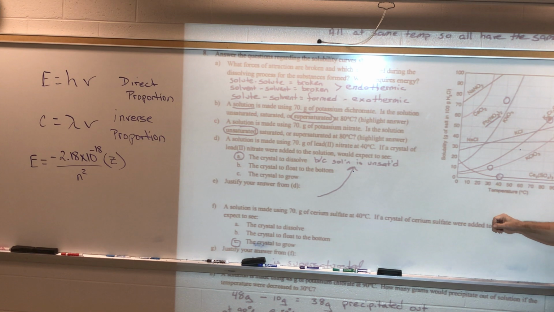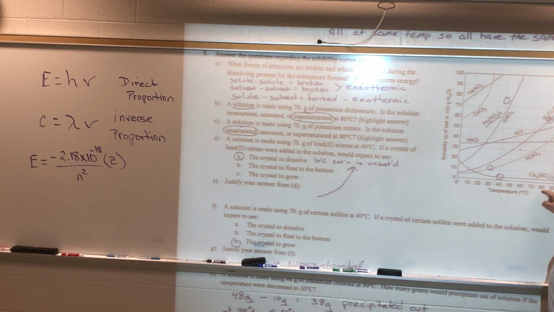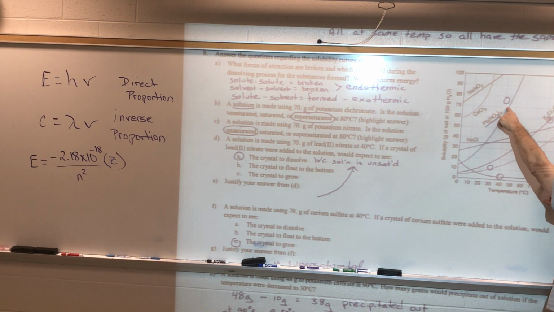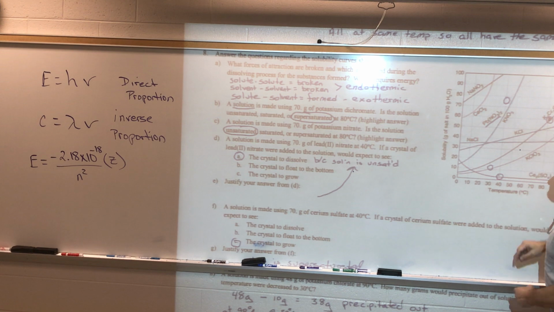On the other hand, at 80 degrees potassium nitrate, well, potassium nitrate 70 grams. 70 grams will dissolve at 40 degrees. So at 90 degrees, 80 degrees, you can have way more. I mean, you might have unlimited amount up there at 80 degrees. So it definitely can hold more, it's unsaturated.